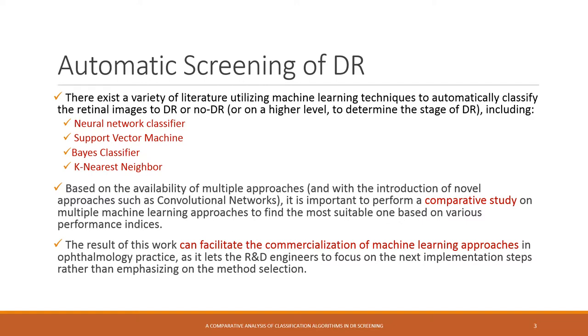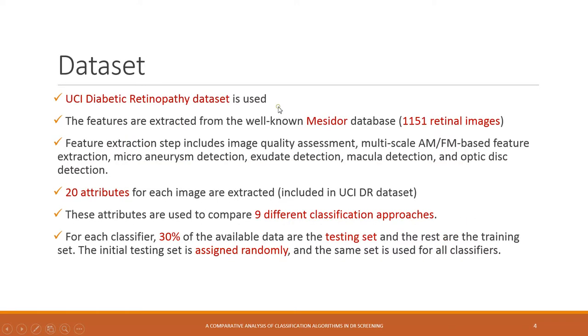To do the comparative study, the well-known Messidor dataset was chosen. An integration of multiple feature extraction techniques has already been performed on this dataset, and 20 attributes for each image have been extracted, which are available in the UCI dataset. This dataset is selected to compare 9 different classification techniques. In the initial step, 30% of the data was randomly selected as the test data, and the rest was used to train all the classifiers. Moreover, 4 performance indices of accuracy, precision, recall, and F1 score have been calculated to cover the comparison.